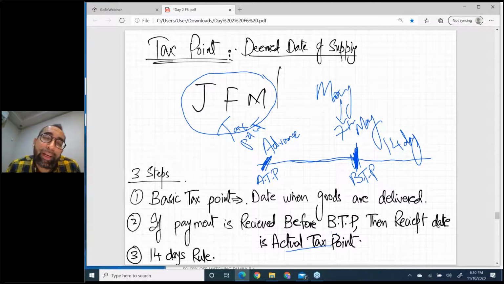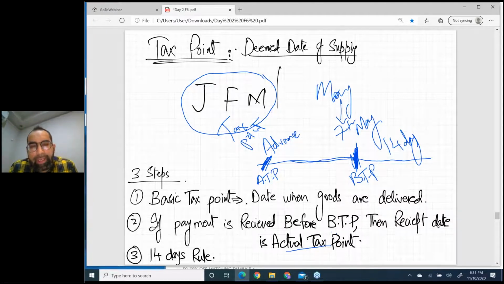And if you are trying to be very smart with tax department, and you are issuing VAT invoice late, means after 14 days, 15, 16 days, 18 days, 20 days, then in that case your BTP will be your ATP.